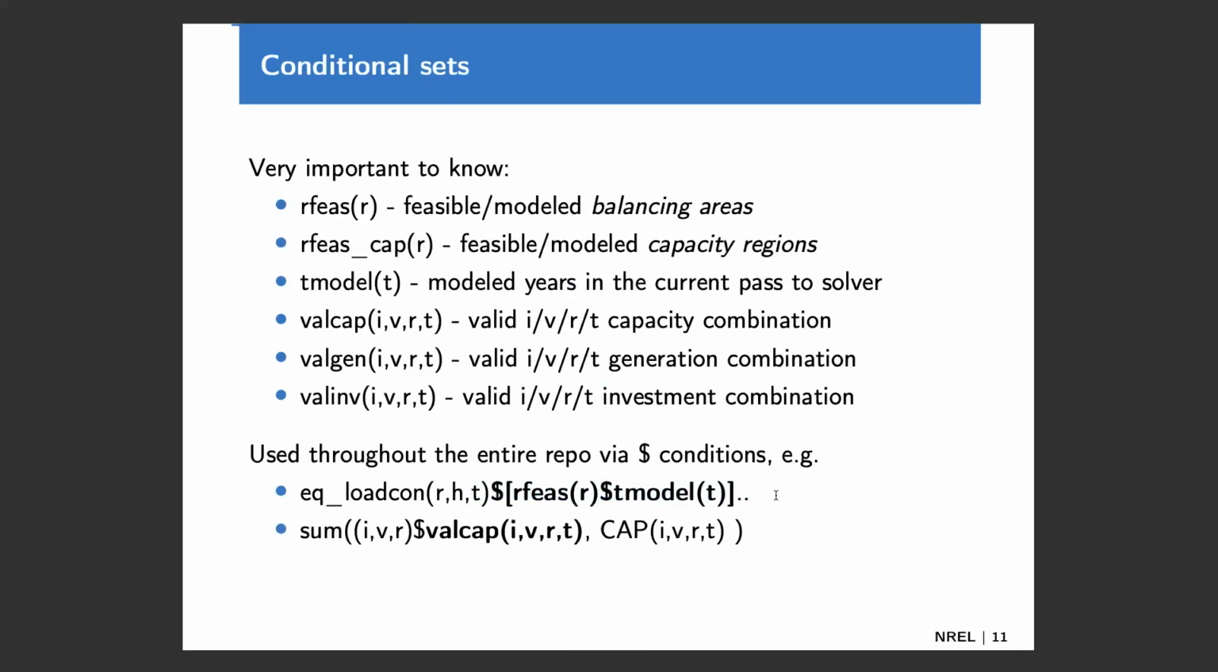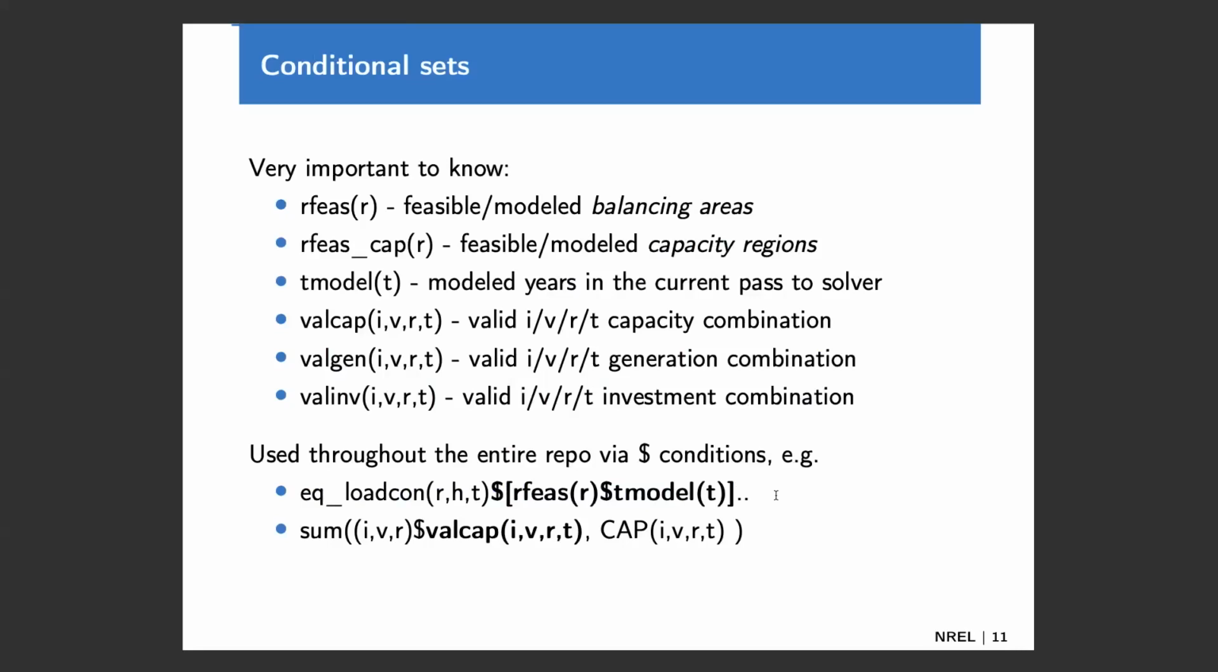So RFeas R is the feasible or modeled balancing areas. I put an emphasis on balancing areas because the next one, RFeas cap, is the feasible or modeled capacity regions. I can hold constraints by changing these different conditional sets; I can essentially change the dimensions of the model. For example, T model T is the modeled years in the current path to solver. T model T could be populated for 2010 only, or 2010 to 2050, and the model is going to pick up this logic and run whichever case or set of dimensions you throw at it.